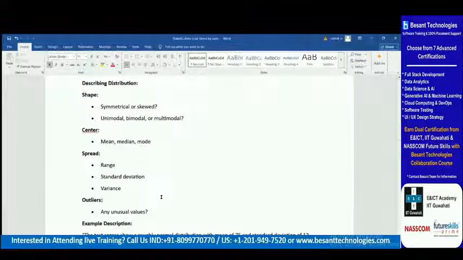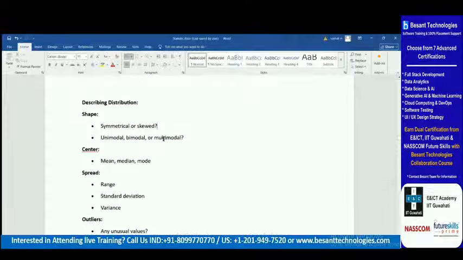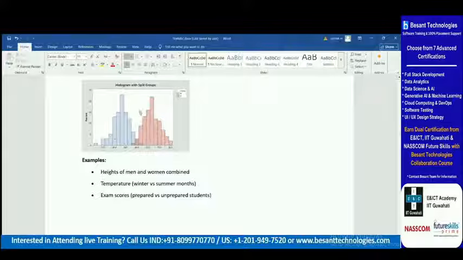Okay, let's see a few wordings, meaning the representation of all these data sets. Firstly, we'll see about shape. Shape means we'll see whether it is symmetrical or skewed. Skewed means the data set is on one side alone, which I already showed you. Symmetrical means normally distributed data. Unimodal means only one curve. Bimodal means two. Multimodal means more. Like this, we are going to have many groups: group A, group 2, group 3.